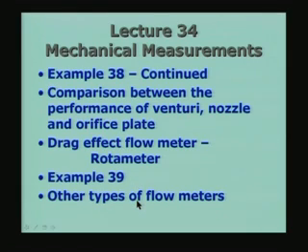Subsequently, we will look at other types of flow meters, including what we earlier called the positive displacement type flow meters, and some other flow meters which cannot be classified in one way or the other. We will look at them also if the time permits.